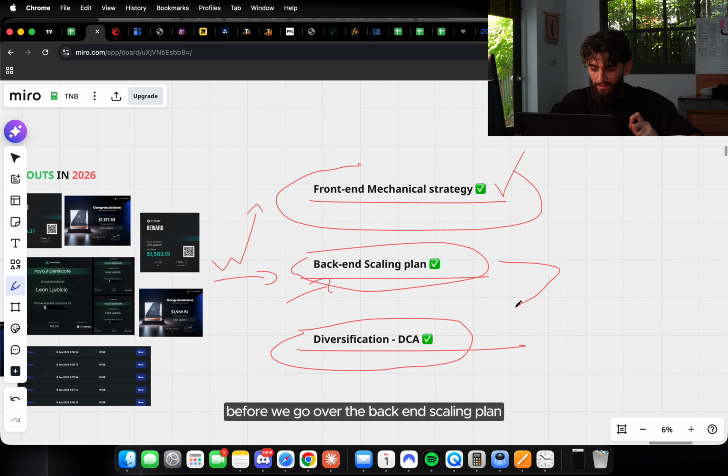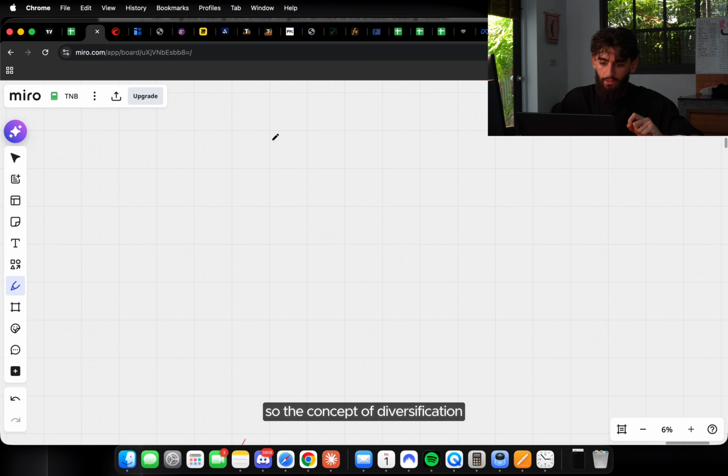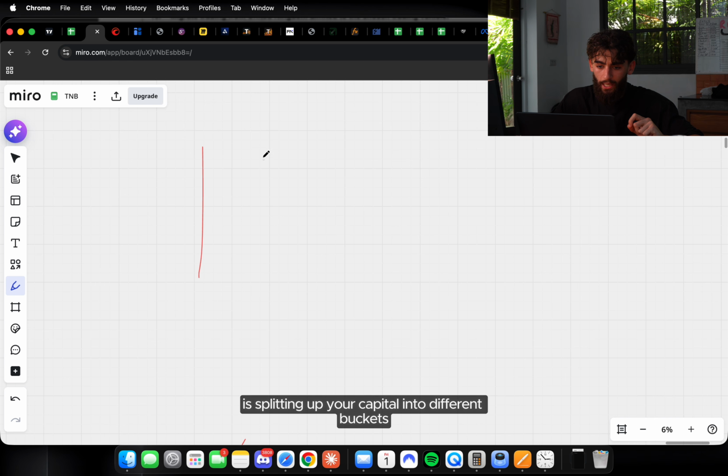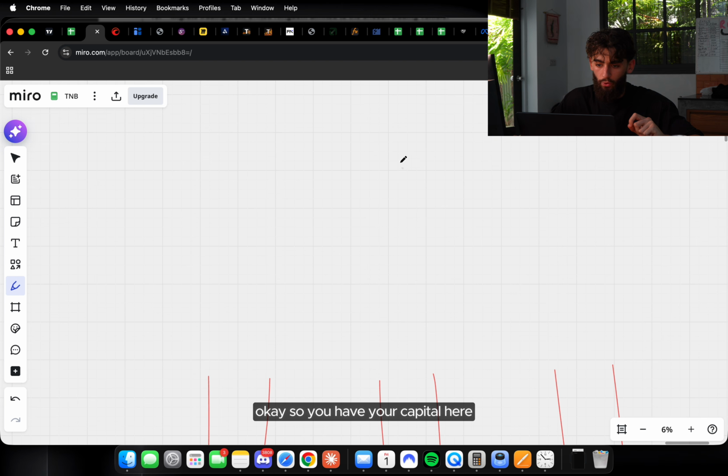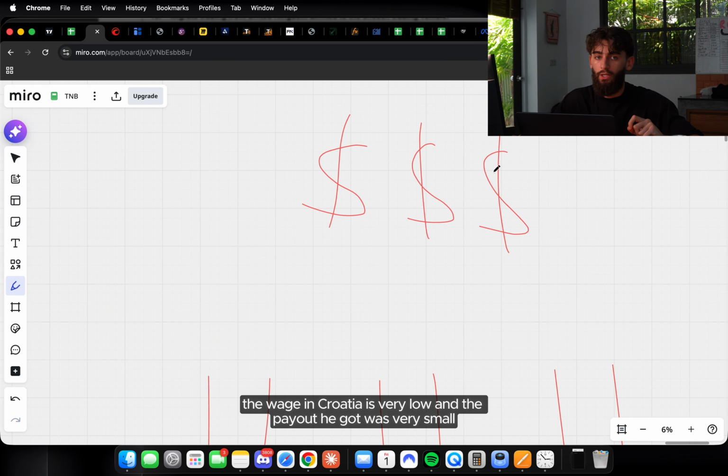Before we go over the back-end scaling plan, I want to touch on the diversification and DCA first and leave the scaling for last. So the concept of diversification is splitting up your capital into different buckets. Okay, so you have your capital here. In Leon's case, it wasn't a large amount. The wage in Croatia is very low and the payout he got was very small.